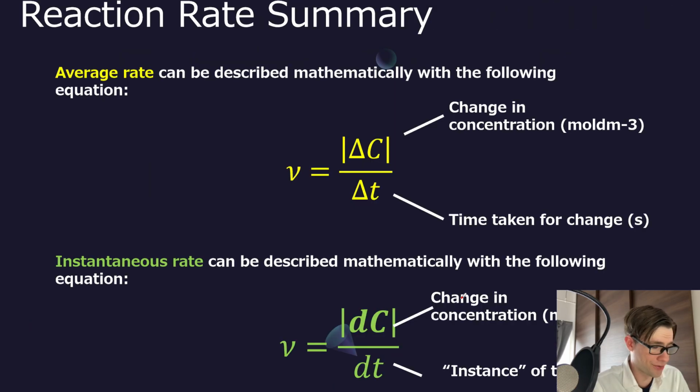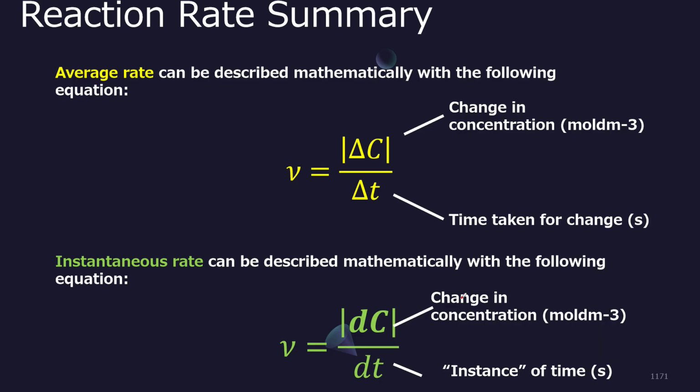So in summary, the average rate can be described mathematically with the following equation. Nu equals absolute value of delta C over delta T. The rate is the absolute value of the concentration change over the time taken for that change. The instantaneous rate can be described mathematically then with the following equation: nu equals absolute value of dC over dt. So this is also a change in concentration, but the d is like an infinitely small change, and the dt is an instance of time, an infinitely small change that basically happens at one exact time.